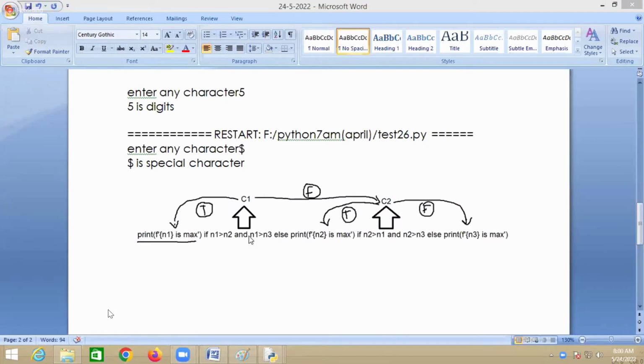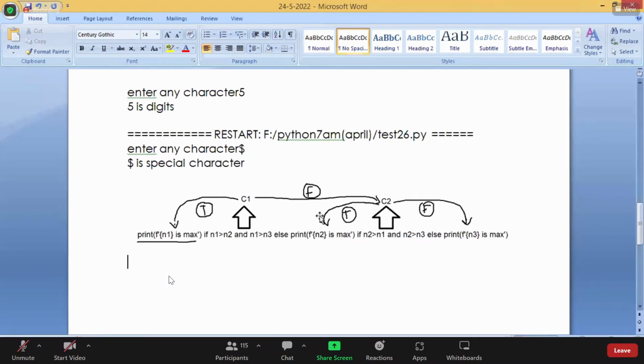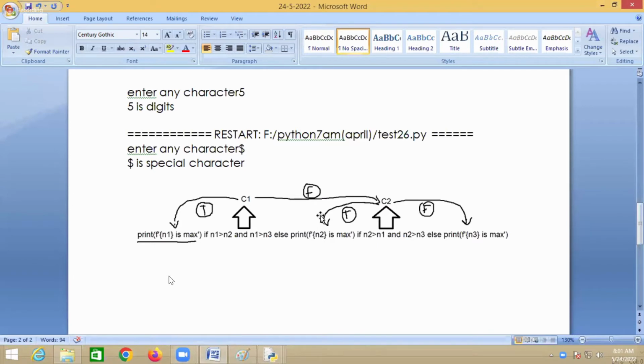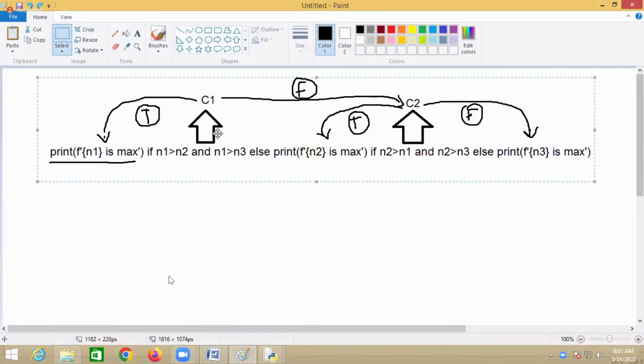Now here you are checking multiple conditions. In this case, how many conditions are there? Two conditions. If the first condition fails, then it will check the second condition. What is condition one? N1 greater than N2 and N1 greater than N3. If the first condition is true, then it will display N1 is the maximum.